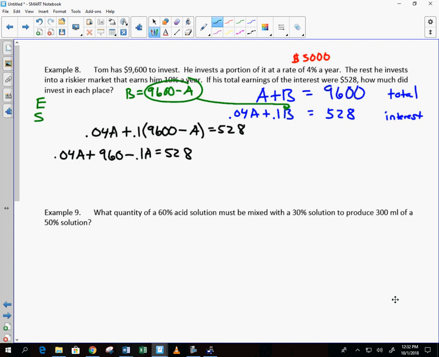0.04a and negative 0.1a would be negative 0.06a. Subtract the 960 over to the other side, we get negative 432. Divide by the negative 0.06. I get A is equal to negative 432 divided by negative 0.06. Because this is the third time that I've done the problem today, I know that the answer is $7,200.